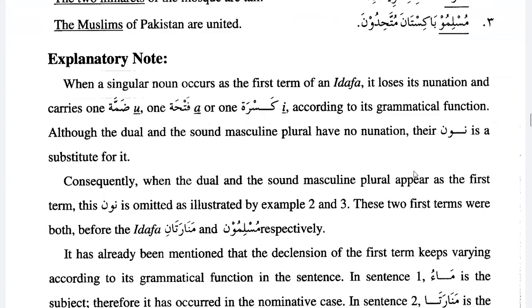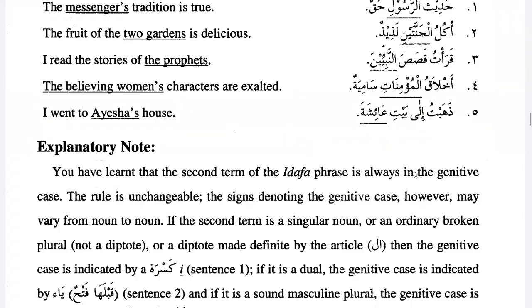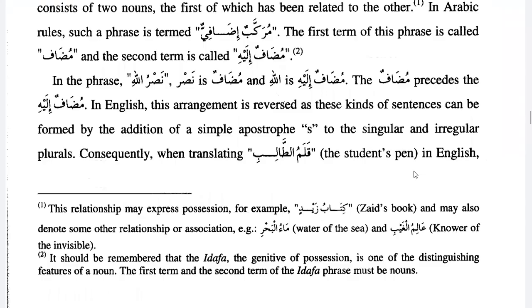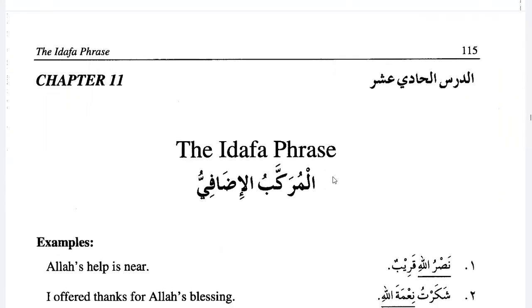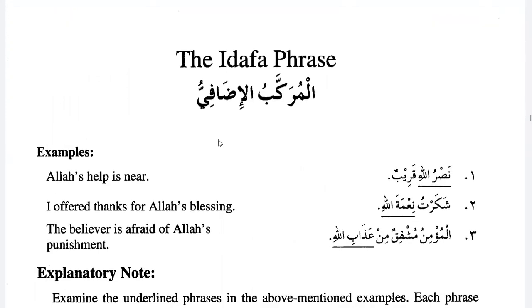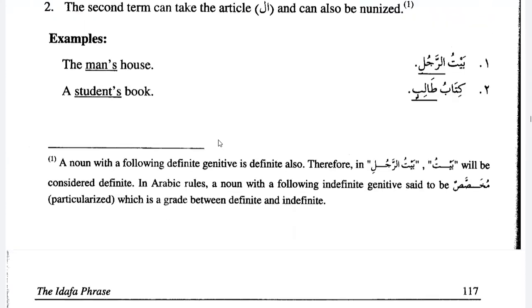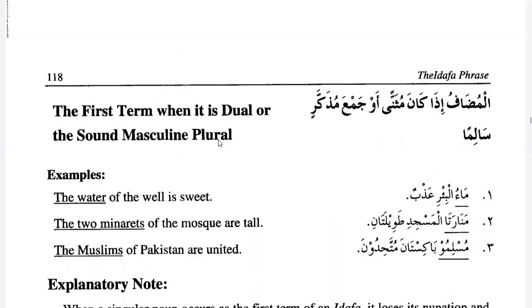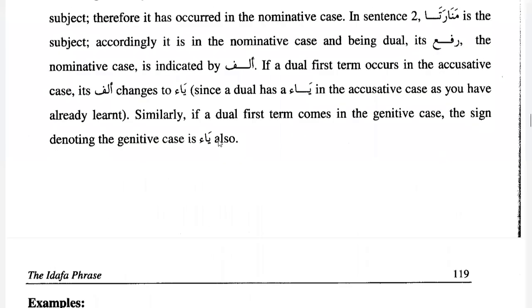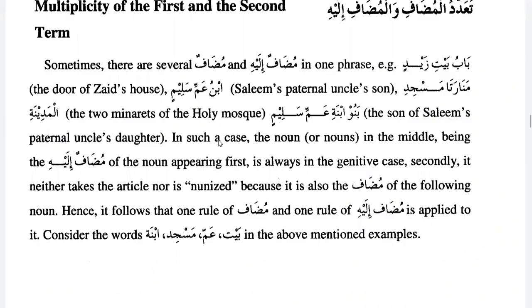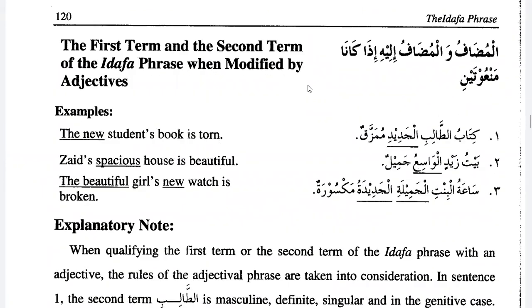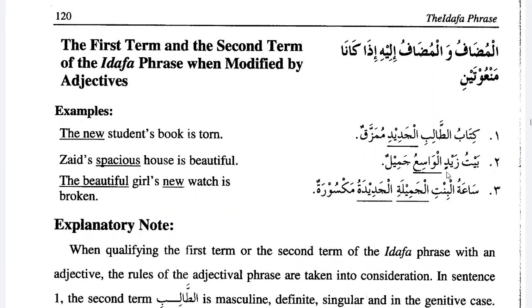Anyone can tell me? We started here at the beginning of the chapter. It is known as Al-Murakkabul Idafi. So in this one, we are basically studying those examples in which Al-Murakkabul Idafi becomes manut. So here, Murakkabul Idafi, Kitabu Talib is manut. Here, Murakkabul Idafi, Baitu Zaid is manut, which you can also call sifa.